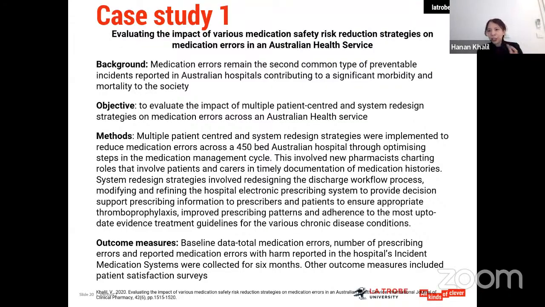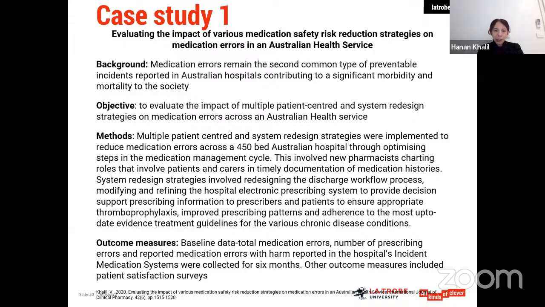So this intervention included both changing the role of the pharmacists by making sure that they are involved in charting the medications, and also including reminders in the electronic healthcare systems or decision support systems about prophylaxis charting for patients who are getting discharged, and also alerts about adherence to guidelines.